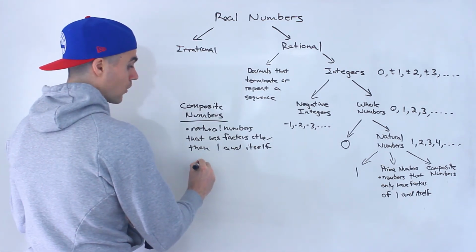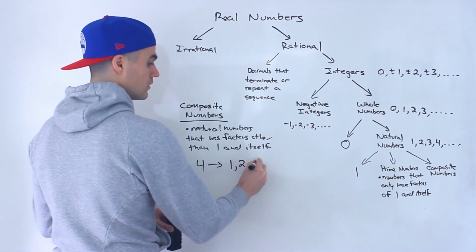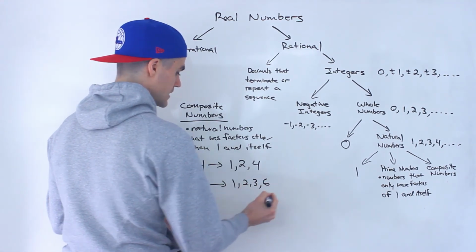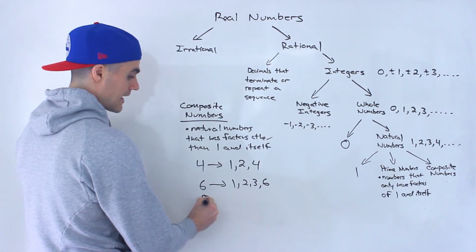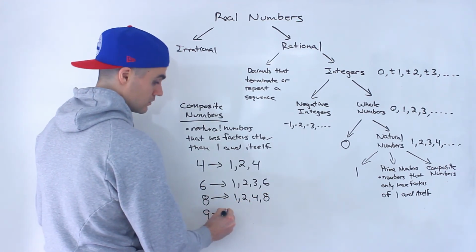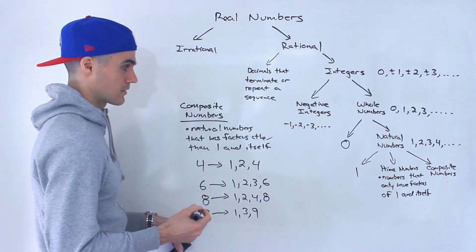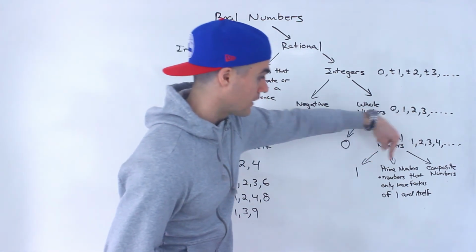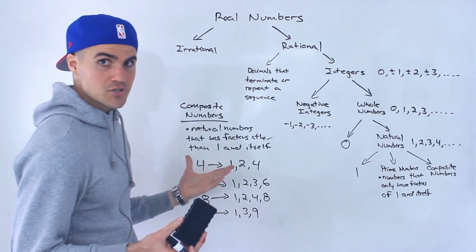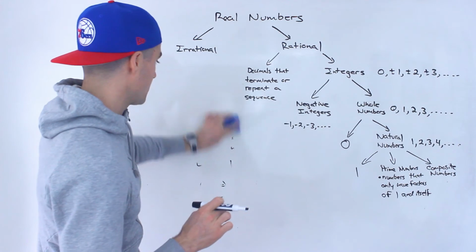Okay, so 4, for example, is a composite number because the factors are 1, 2, and 4. 6 is a composite number, 1, 2, 3, and 6. The next composite number would be 8, right? 1, 2, 4, and 8. 9 would be a composite number. 1, 3, and 9. 10 would be a composite number, right? So natural numbers, 3 different categories. Either it's just 1, prime numbers, or composite numbers. And that's pretty much it for all of the classifications and their specific definitions and examples.